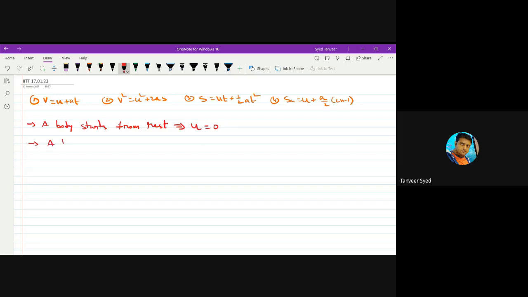Then in the question, if you find that a body stops or comes to rest, this means the final velocity of the body is 0. Indirectly it is said that if a body stops or comes to rest, then its final velocity v is given to you, which is 0.